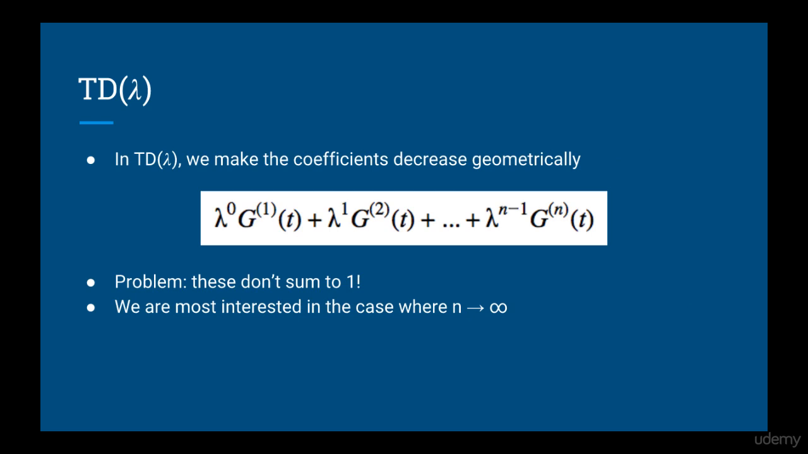For the TD lambda method, the lambdas are given very specific values. In particular, they decrease geometrically. And now if you notice, these don't sum to 1, since the first weight is already 1. So they would need to be normalized. In particular, we are interested in normalizing this for the case where n is infinity.